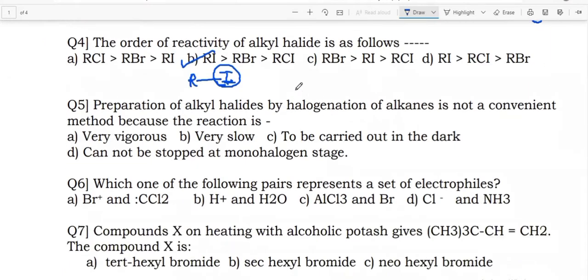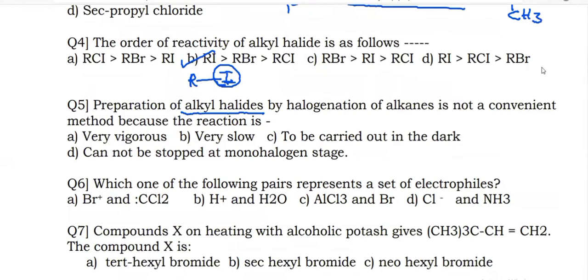The next one, preparation of alkyl halide by halogenation of alkane is not a convenient method. So question number 5, why are we not preferring this method? What's the reason? The reaction won't stop at the monohalogen stage, that's the alkyl halide stage. We will get dihalogen derivatives and trihalogen derivatives along with the monohalogen derivative of alkane. So here option D is correct.